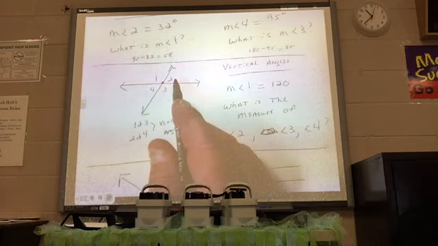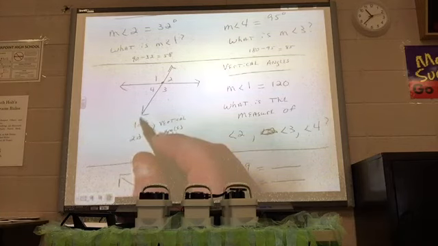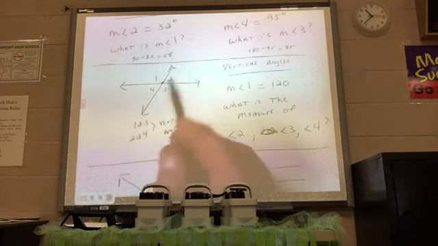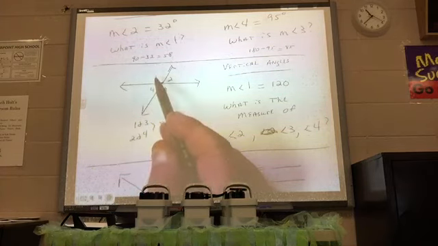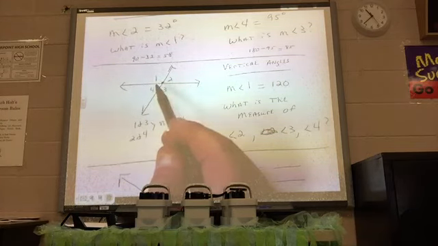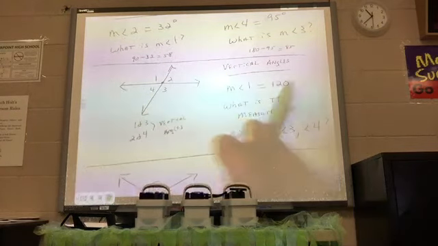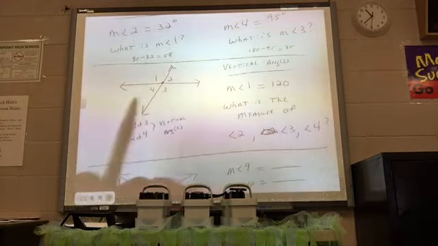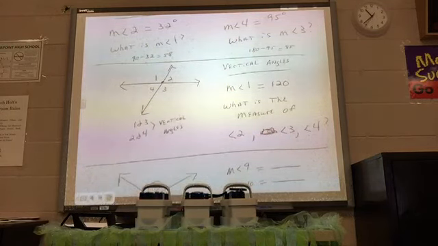Alright, so we know now that angle 2 is 60 degrees. What about angle 4? What's its measurement? 60. Why? Because it's vertical to 2. That's one reason. You also can say 180 minus 120 is going to be that also. So we've got a couple of reasons now once we've proved the stuff. Okay? So here, I want you to do this one.